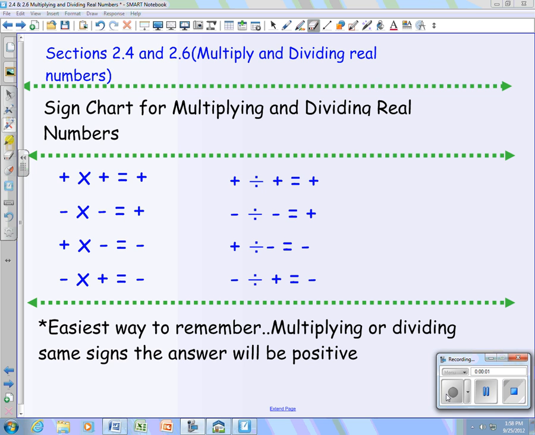Everyone. We are ready to take a look at multiplying and dividing real numbers. This comes from sections 2.4 and 2.6 in your textbook. All right, the very first thing that we want to do is review the sign chart for multiplying and dividing.